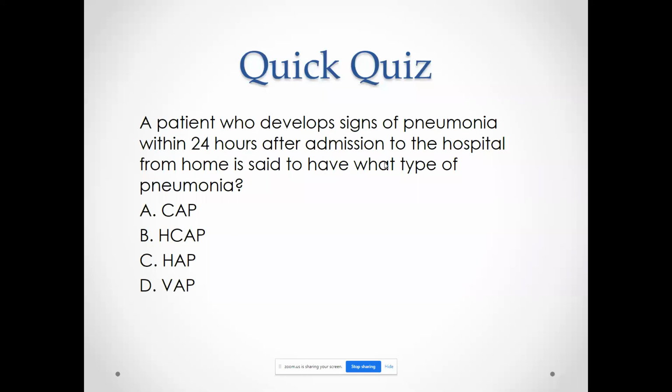So this is A, as you mentioned, community acquired pneumonia. Why community acquired pneumonia? Because we said the patient had already been 24 hours. If I had told you the patient was after 48 hours, you would have had to answer ventilator associated pneumonia. Since the timing is 24 hours, the right answer is A.